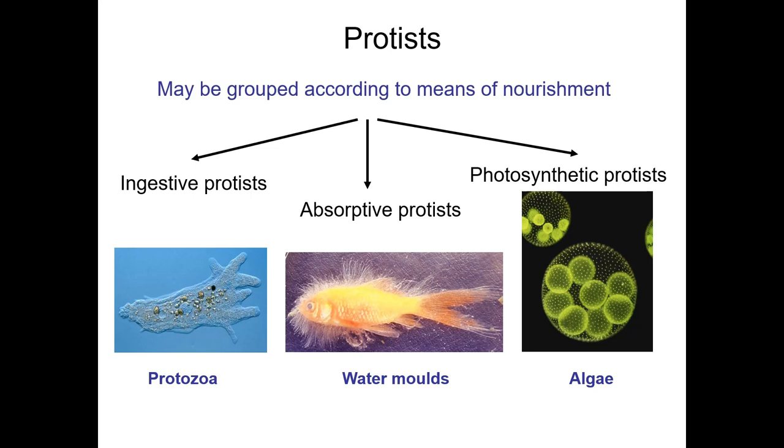But we have ingestive protists that take in food in big chunks, and this group is referred to as the protozoa. So we have amoeba, and we have paramecia in this group. Then we have absorptive protists. So these are protists that behave as fungi. So the water molds. What you're seeing here is a poor little goldfish that is covered in something that is appropriately named ick. This is a water mold. It looks a lot like fungus, and water molds are quite often confused with fungi. And then we have our photosynthetic protists, and these are known as algae. So these are common non-technical terms for protists based entirely on how they feed themselves.